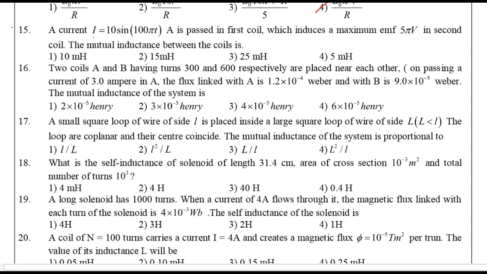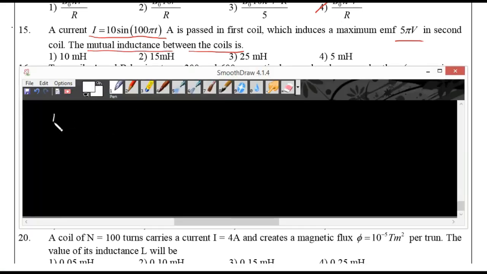A current I is equal to 10 sine 100 pi t ampere is passed in the first coil, which induces an EMF 5 pi volt in the second coil. The mutual inductance between the coils is? I is equal to 10 sine 100 pi t. We compare this with I is equal to I naught sine omega t, where I naught is equal to 10, omega is equal to 100 pi.